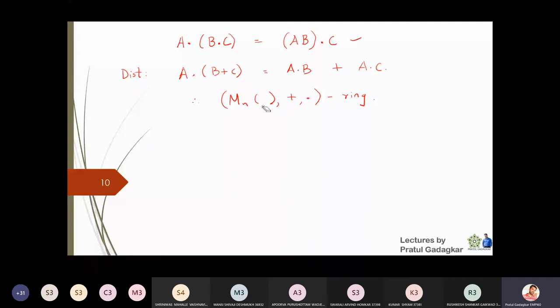If you really observe here, instead of Z, I can also write what? Instead of taking integer entries, if I take real entries, complex entries, or rational entries, everything is going to do. So M_n(R) with plus and dot is also a ring, and so on. So here you can change your rings. You can take complex numbers, rational numbers, anything. All those will also become rings.